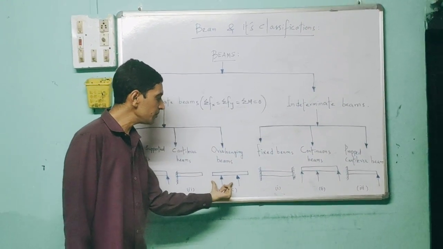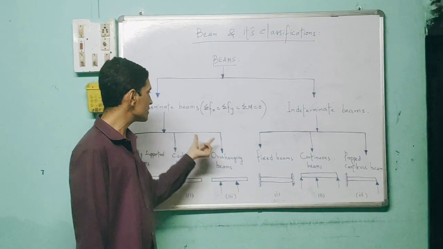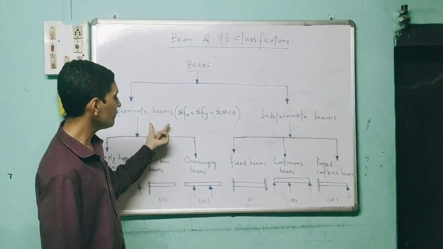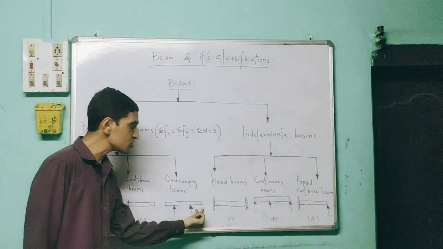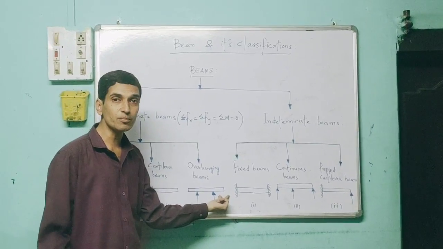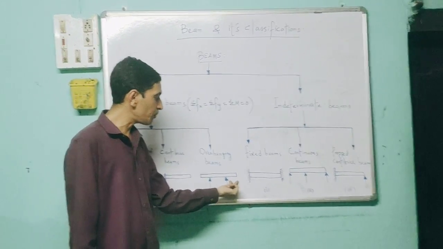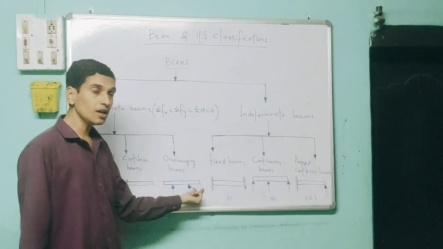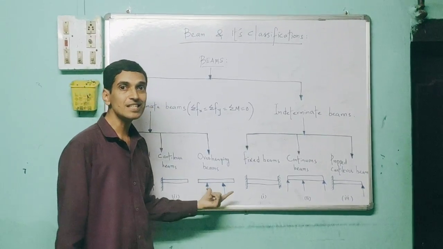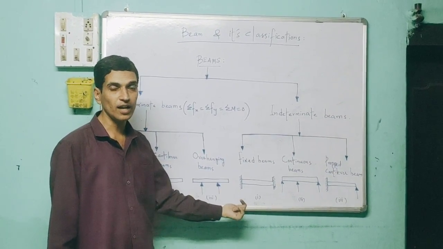The overhanging beam is a type of beam which comes under determinate beams, wherein a small portion of the beam is extended beyond the support level. That portion of the beam is called overhanging, but the total length of the beam is called a simply supported beam with overhanging.